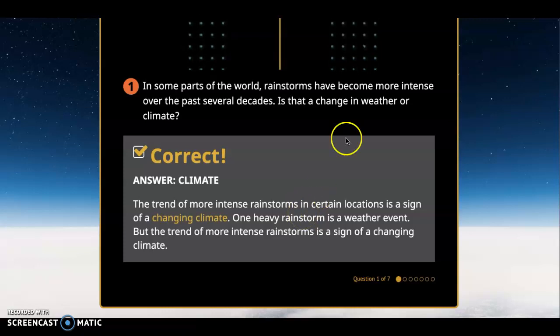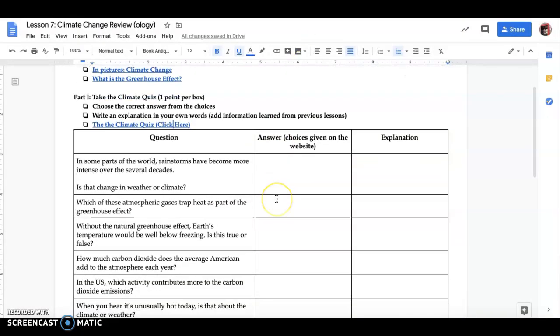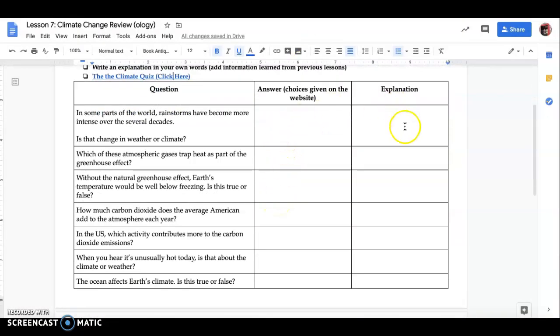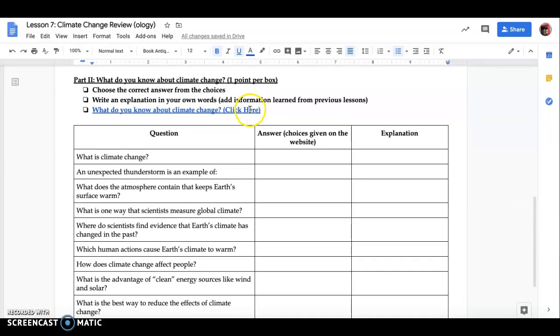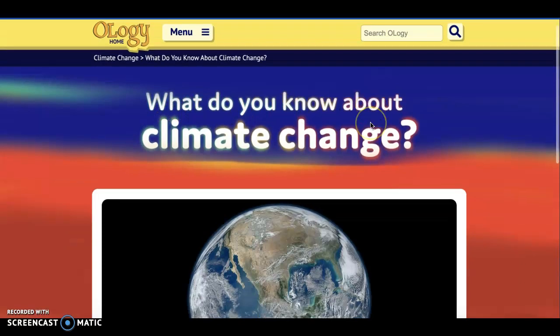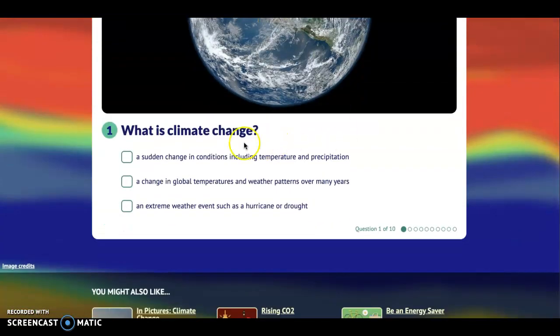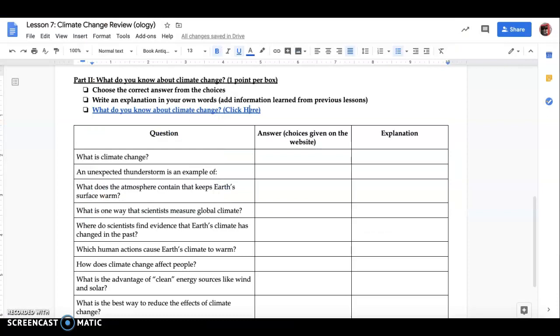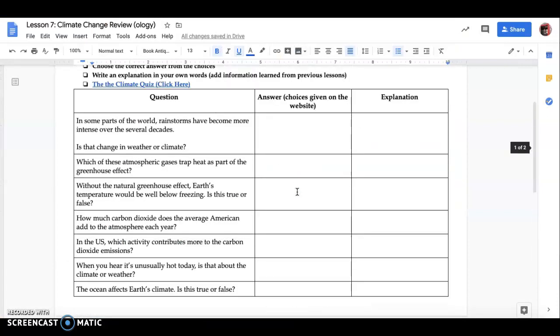Yes, this is a partial explanation. Some of these questions do not have much of an explanation. You're going to choose the correct answer and read the explanation, and do the same thing for the second quiz right here. What do you know about climate change? You're also going to choose a correct answer and use the explanation given to you as well as your background information to answer these questions, and then submit this for credit.